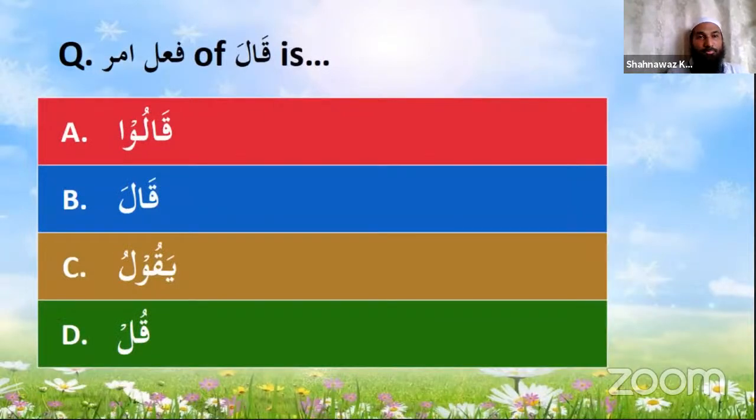Fi'l amr, that is the order of qala: qala, yaqulu, qul. This is very simple. Put your answers in the chat boxes. Right, mashallah, all of you got it right. Qul is the order of qala. Mashallah. Right, so let's go ahead.